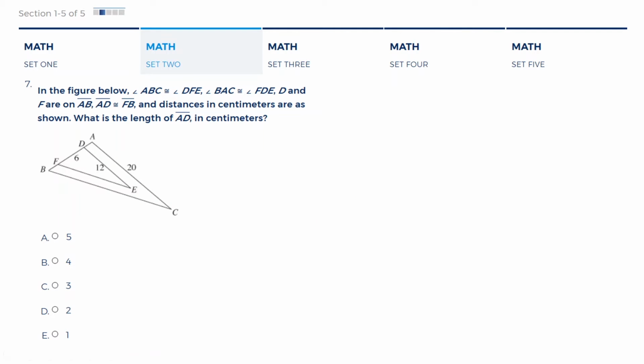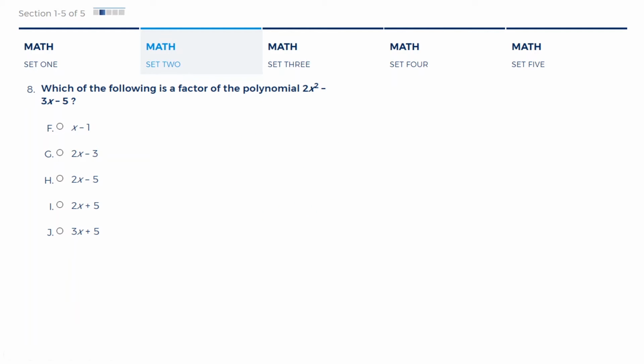In the figure below, ABC and DEF. So these two angles are equivalent, DFE. All right, good. And then BAC is equal to FD. So these are two similar triangles. What is the length of AD? So we know they're similar. What is AB? AB over 20 is the same thing as 6 over 12, so therefore AB must be equal to 10. But we also know that these two are equivalent, so the answer is 2, because it's 2 plus 6 plus 2, that's 10. So the answer is D.